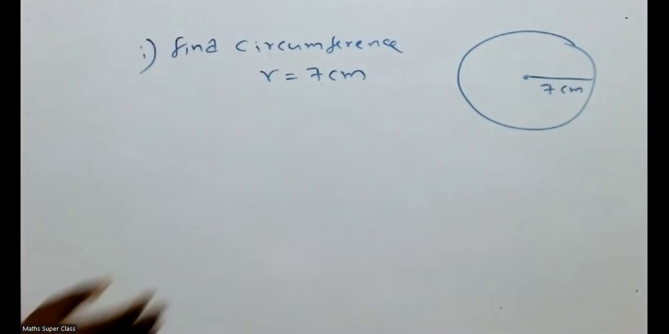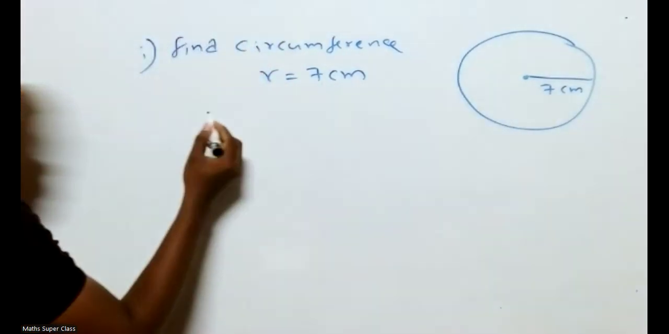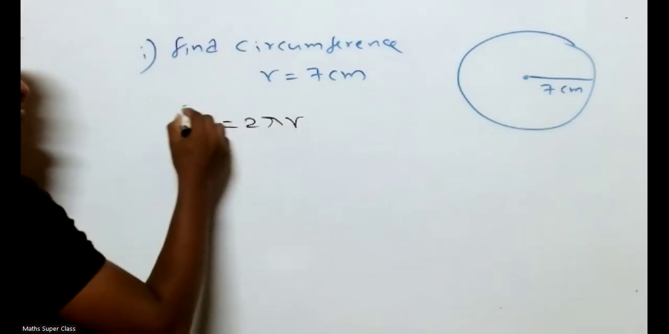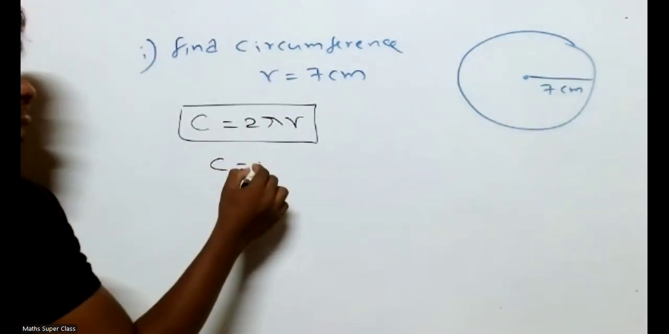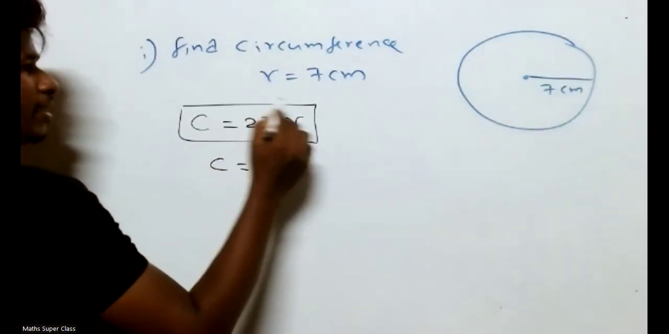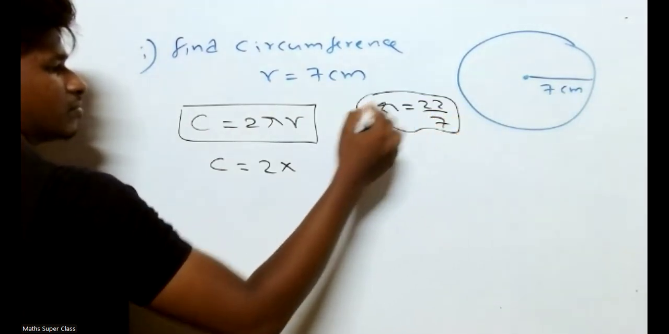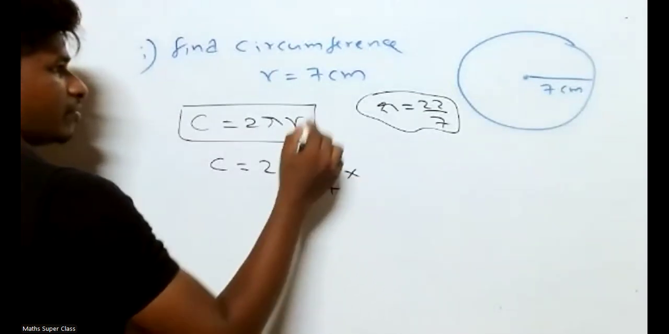Find circumference when r equals 7 centimeters. Okay, so what we have to do: C equals 2 pi r. This is a fixed formula. So C, circumference, equals 2 into pi, and pi equals 22 over 7. r equals 7 centimeters.